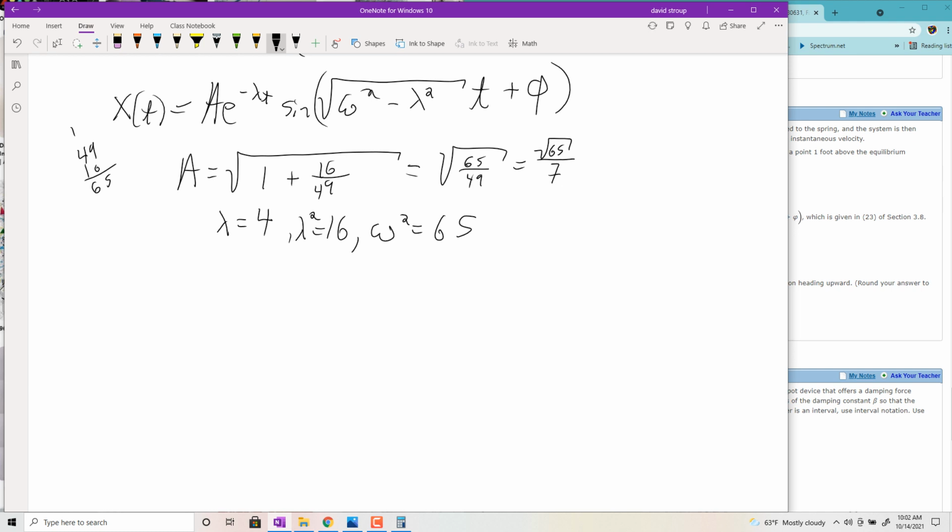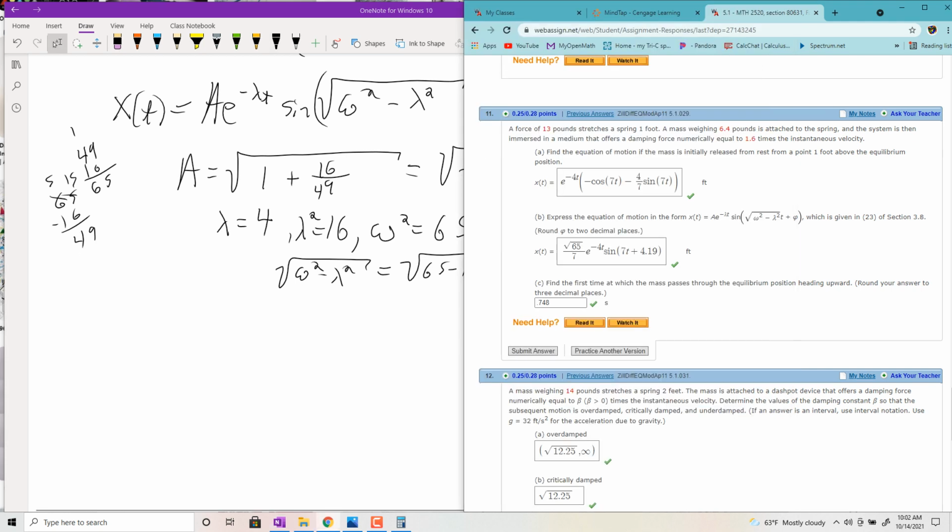So the square root of omega squared minus lambda squared is what I'm after. Square root of 65 minus 16, which is really the square root of 49, so it's 7.